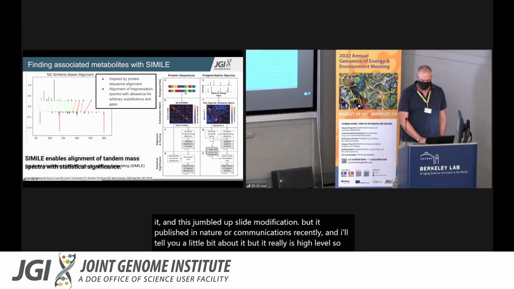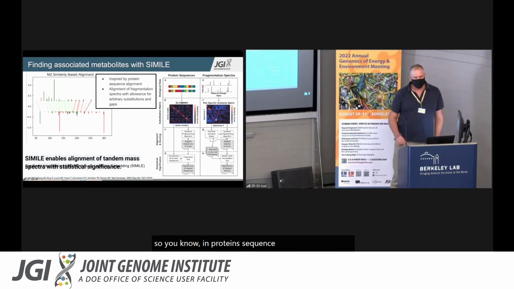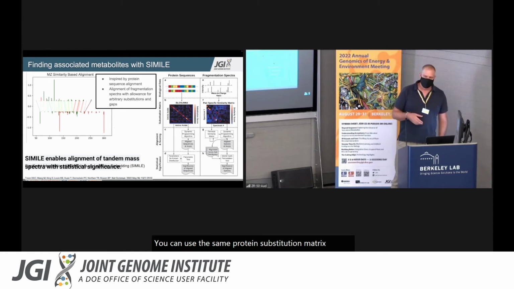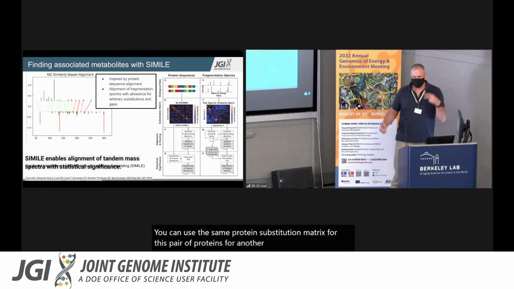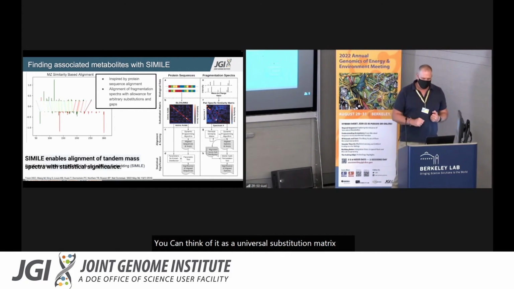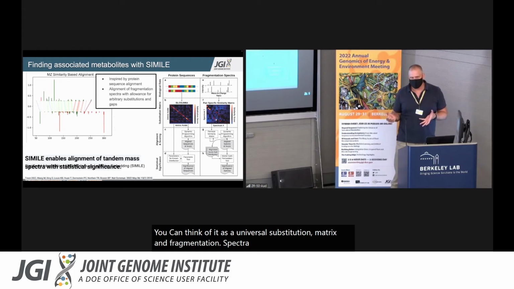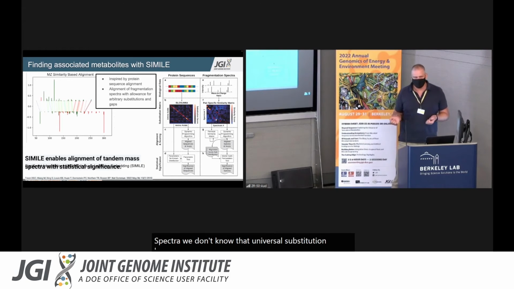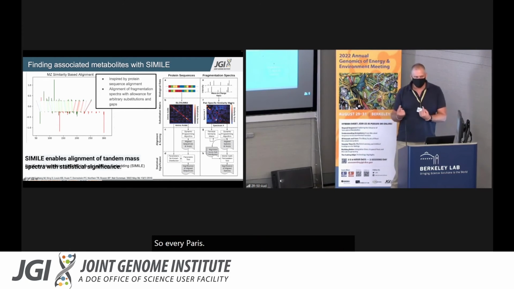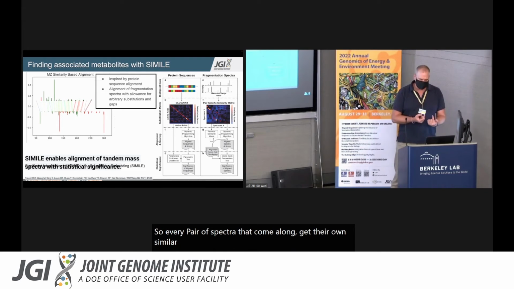In protein sequences, you have a substitution matrix that's fixed. You can use the same protein substitution matrix for this pair of proteins, for another pair of proteins, and so on. You can think of it as a universal substitution matrix. In fragmentation spectra, we don't know that universal substitution language. We don't have a universal substitution matrix. So what we make is called a pair-specific similarity matrix. Every pair of spectra that comes along gets its own similarity matrix, unlike protein sequence alignment.